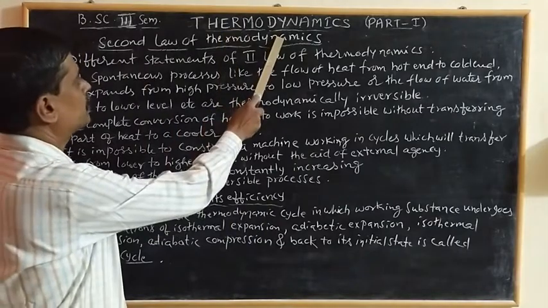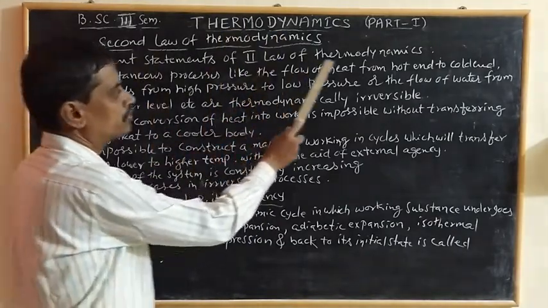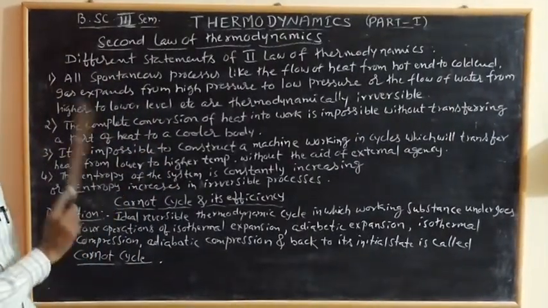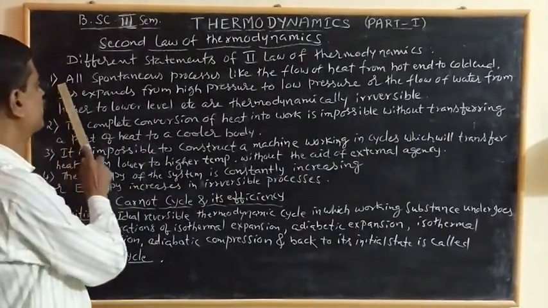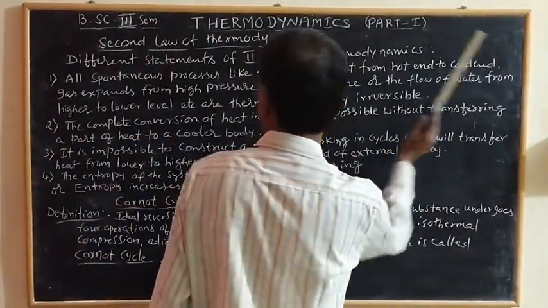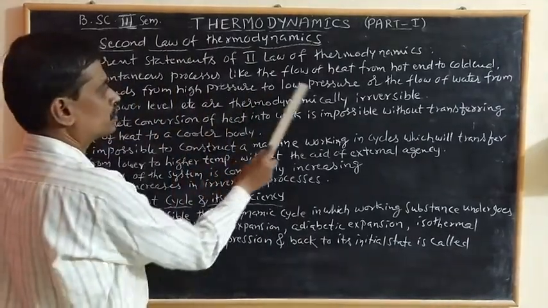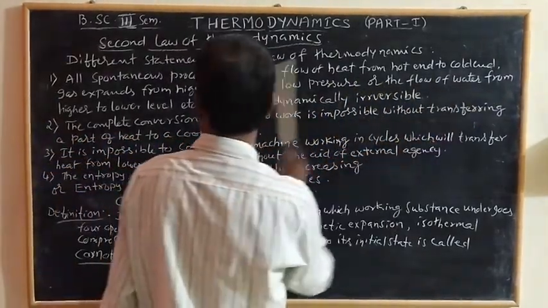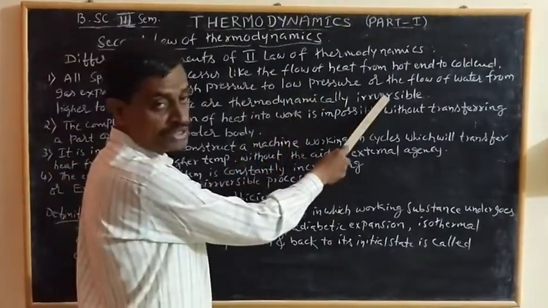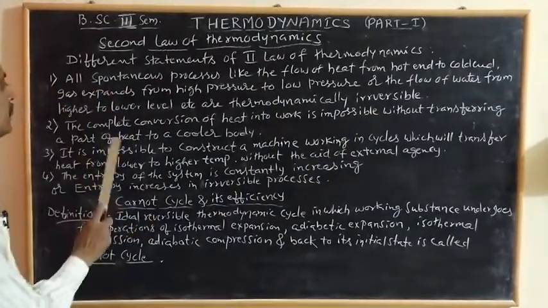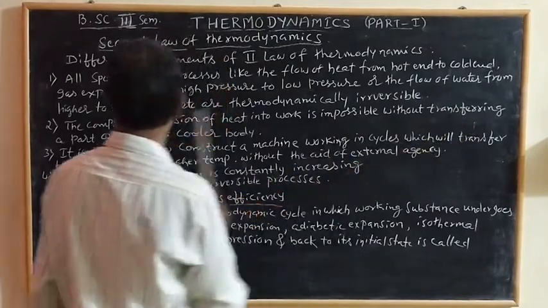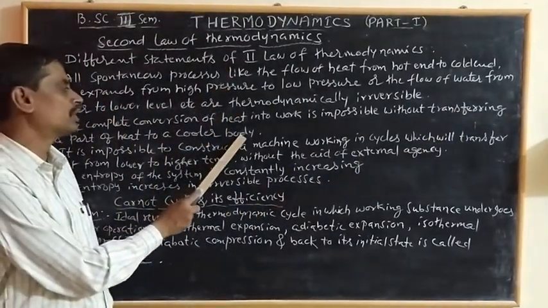Second law of thermodynamics. Different statements of the second law are there. Among these 4, any one you can write in the examination for 2 marks. The first statement: all spontaneous processes like the flow of heat from hot end to cold end, gas expanding from high pressure to low pressure, or the flow of water from higher level to lower level, etc., are thermodynamically irreversible. Second, the complete conversion of heat into work is impossible without transferring a part of the heat to a cooler body.